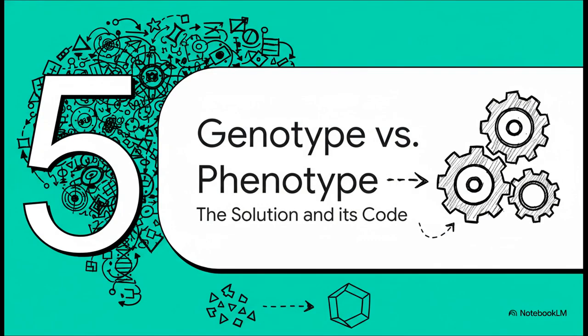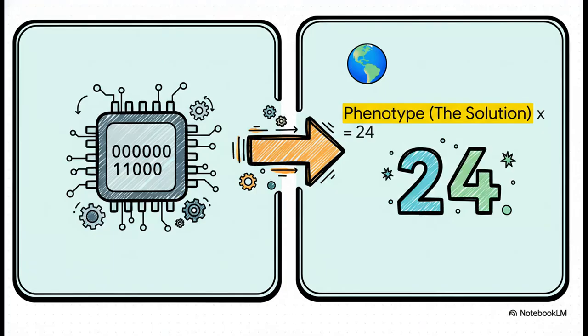All right, one final crucial concept to lock in. We need to understand the difference between the raw code the computer is messing with and the actual real-world solution that code represents. Think of it like this. The genotype is the raw recipe, the string of ones and zeros, in this case 11000. It's what the algorithm actually manipulates through crossover and mutation. But the phenotype is the cake you bake from that recipe, the actual solution, the number 24. The algorithm works on the recipe, but we judge the quality of the cake.